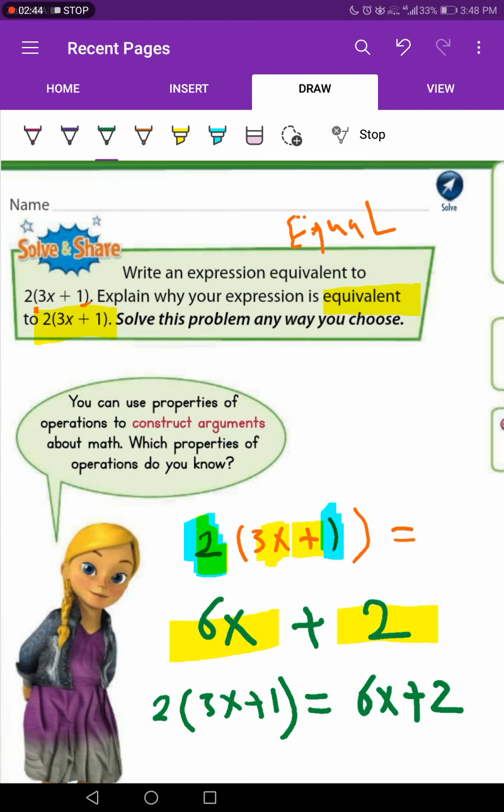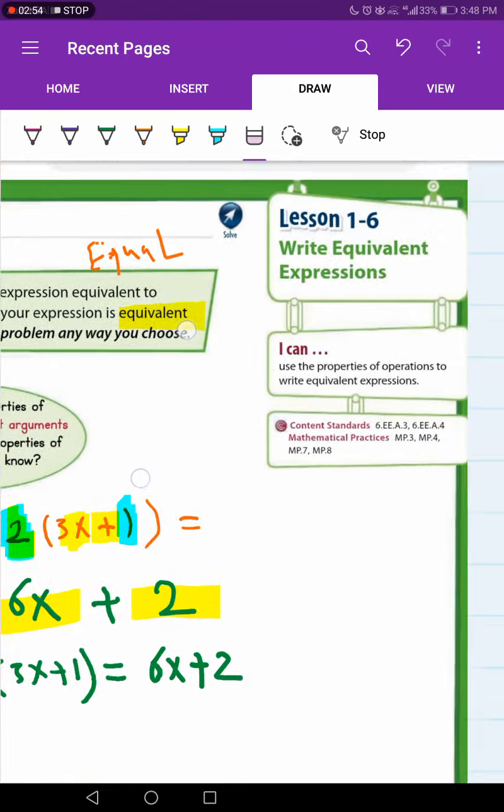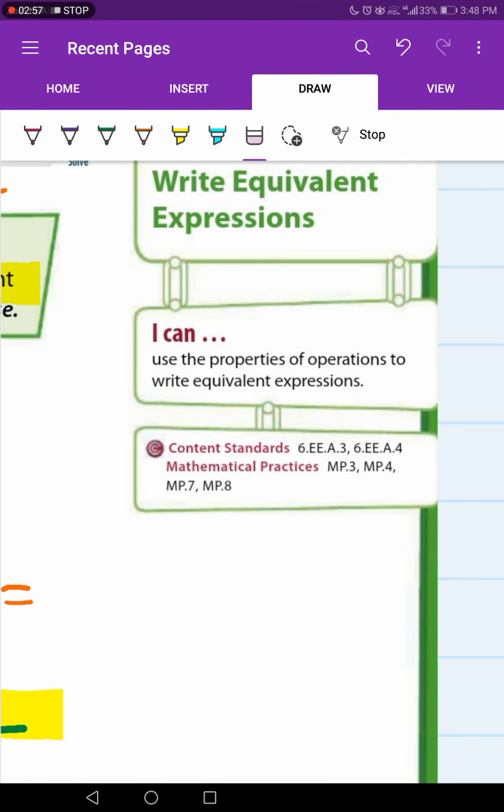Teacher, that means they are the same? Yes, they are the same. Okay, this is about the solve and share example. Let us study the properties of operations. Our objective is to use the properties of operations today to write equivalent expressions.